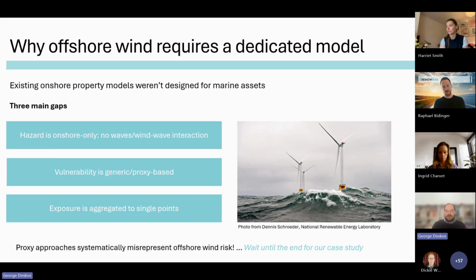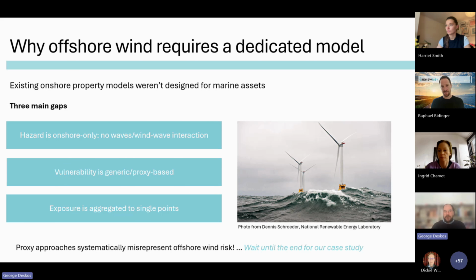And the other thing is, of course, that exposure is often aggregated to single points, and it does not represent the expanded region that the wind farm may cover and the different asset types. When we use proxies to approximate these wind farms, we may systematically misrepresent offshore wind risk. And I'll put here a teaser that at the end, Rafael will show us a case study and we'll be able to demonstrate that.